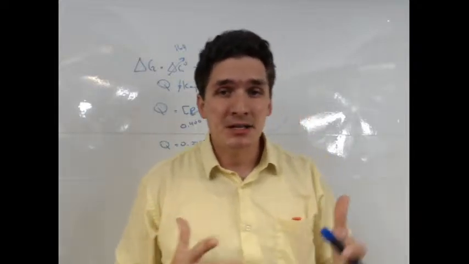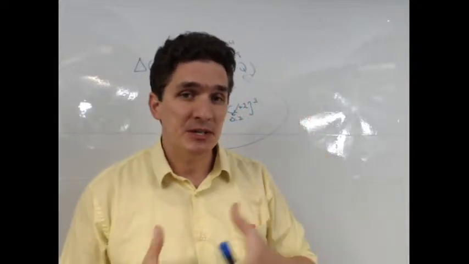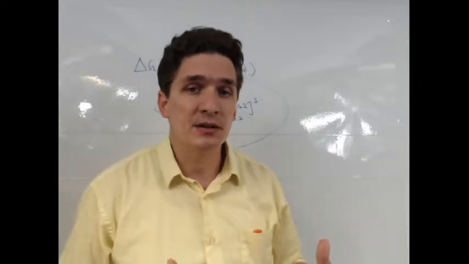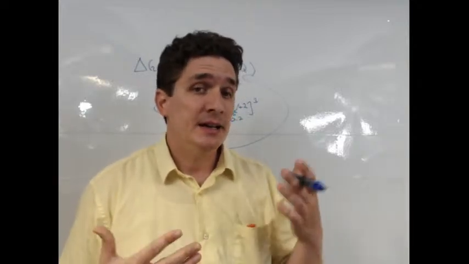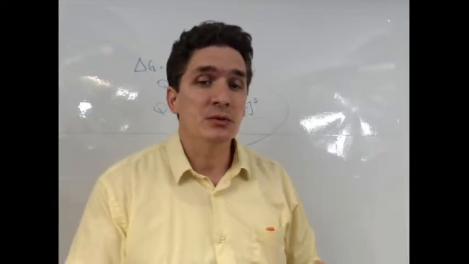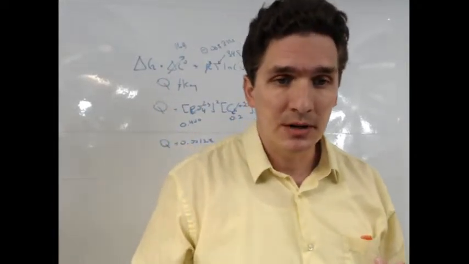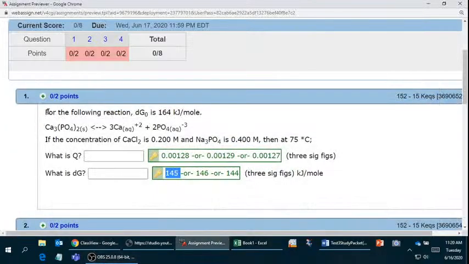Notice it's not asking you for the equilibrium concentration. That's a common mistake I see. Students try to go out and solve for equilibrium concentrations, but it's not asking you for the equilibrium. If you look at the wording of the question, it says, for the following reaction, what is Q, what is delta G? It's not asking for the equilibrium, it's asking you what is Q based on these numbers and what is the delta G based on these numbers.